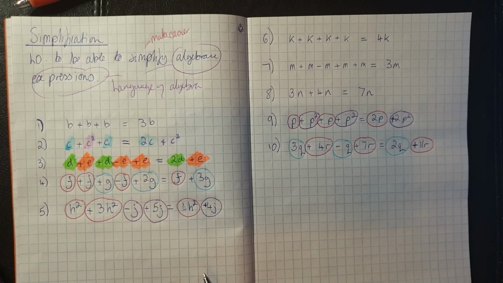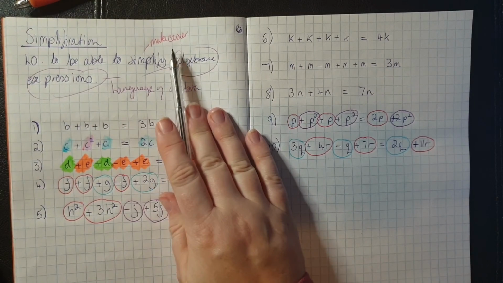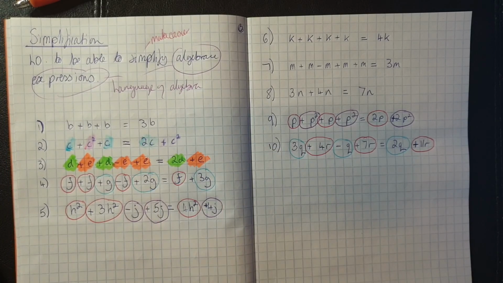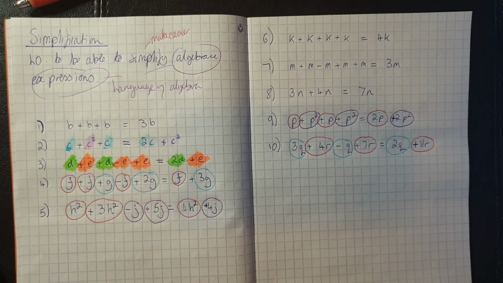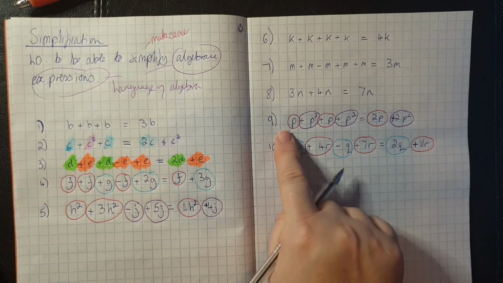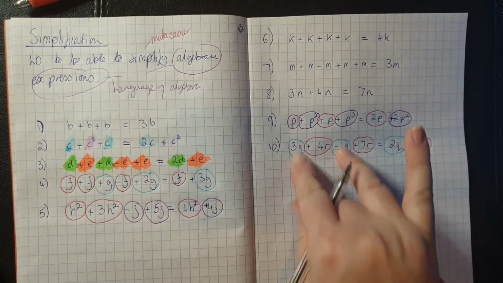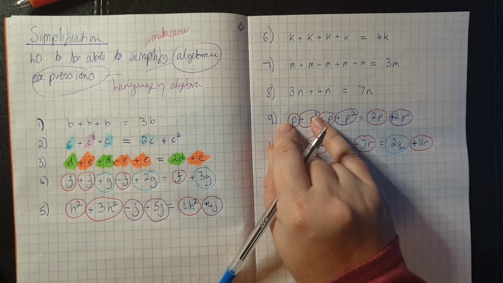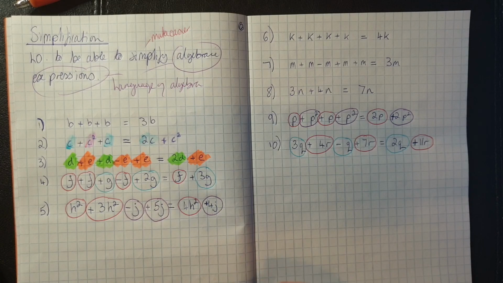So to recap, when we are simplifying, we're making it easier, and we're looking for the algebraic language and algebraic expressions. We're looking for the same letter with the same indices. I'm then grouping them. I've used my colour coding to group the same letters with the same indices. And by using that colour coding, it helps me understand what I'm doing.